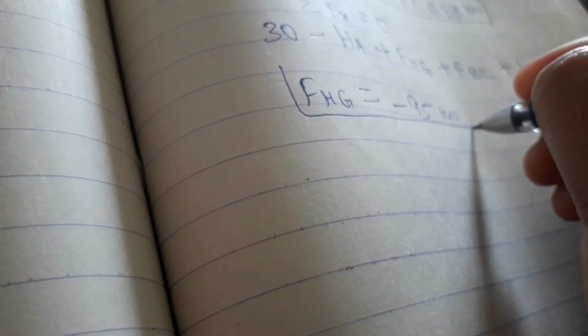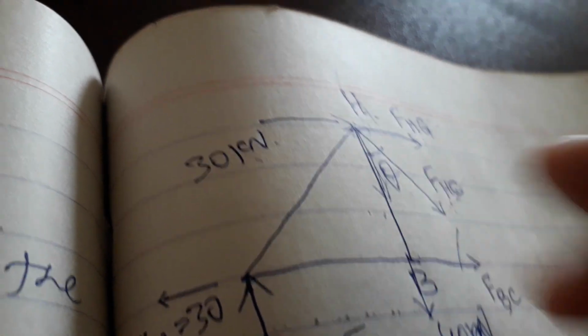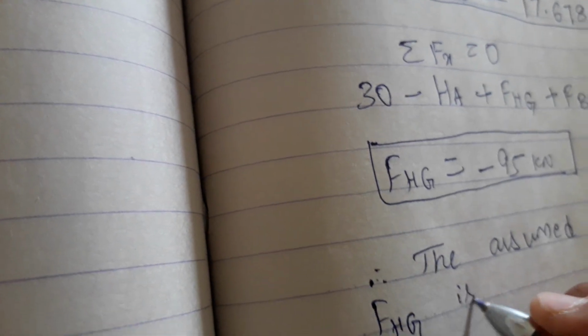It means that the direction which we have assumed for FHG is wrong. It should be like this. Therefore, the assumed direction for FHG is wrong.